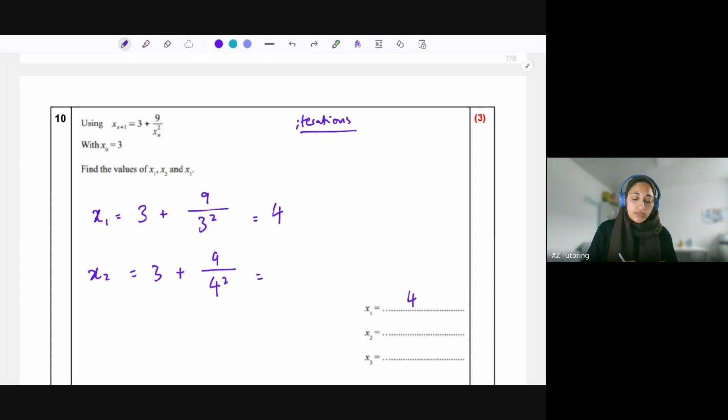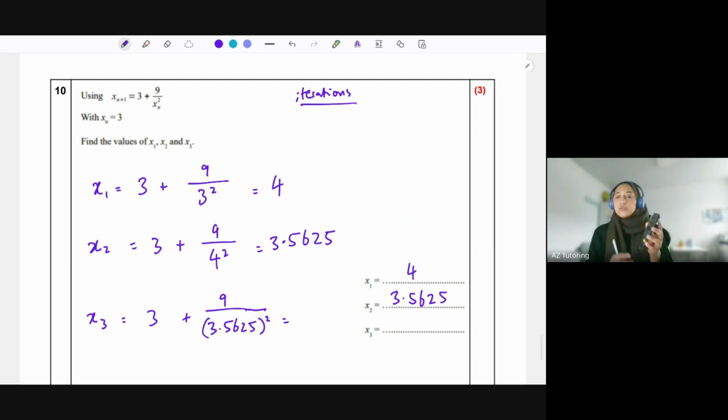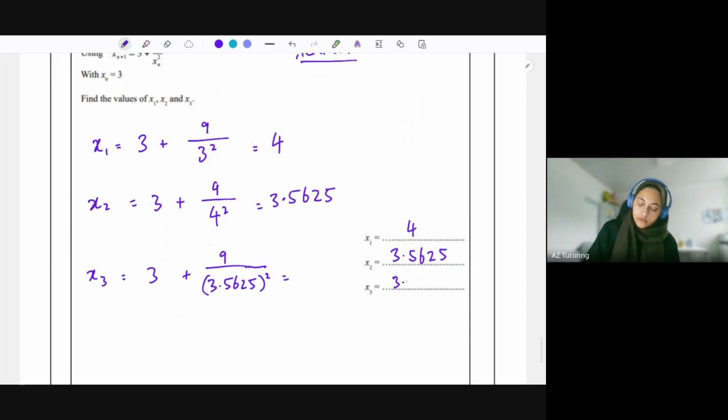So putting that in the calculator, pressing equals once, I get 3.5625. So make sure you don't round any answer you get for iteration questions. Write the full thing you see on your calculator display. So now for the next one, x3, I've got 3 plus 9 over this answer, 3.5625 squared. And that gives me, so I've got Ans in my calculator, so I'm just going to press equals again. And that gives me, I'm going to write here, 3.709141274. So write the entire thing that you see.